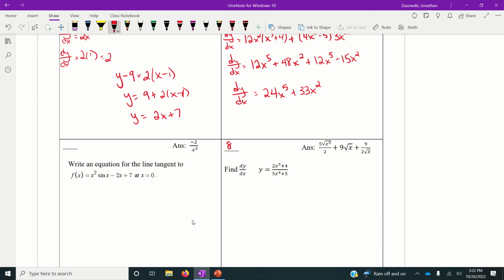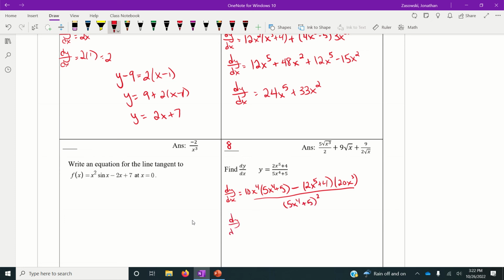Here we're using the quotient rule. So remember, it is the derivative of the first, which is 10x to the 4th, times the bottom, minus the first times the derivative of the second, which is going to be 20x cubed, over, and we're going to leave this just as the bottom squared.